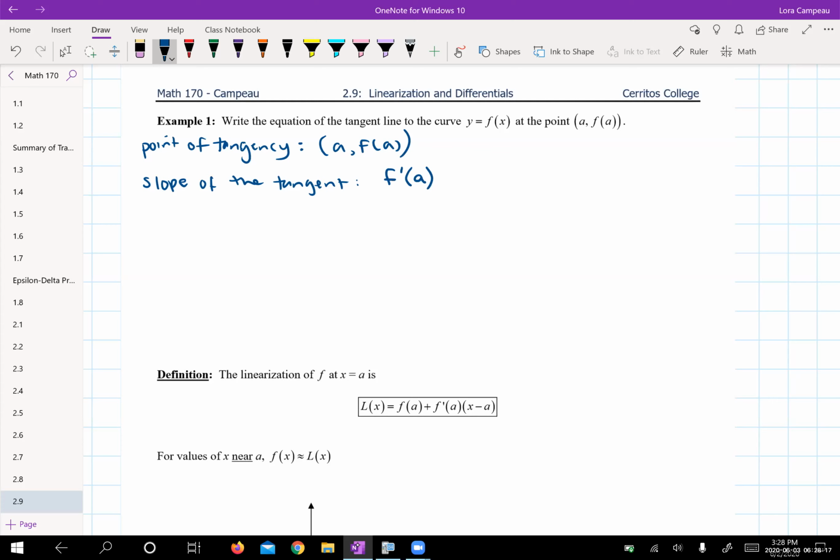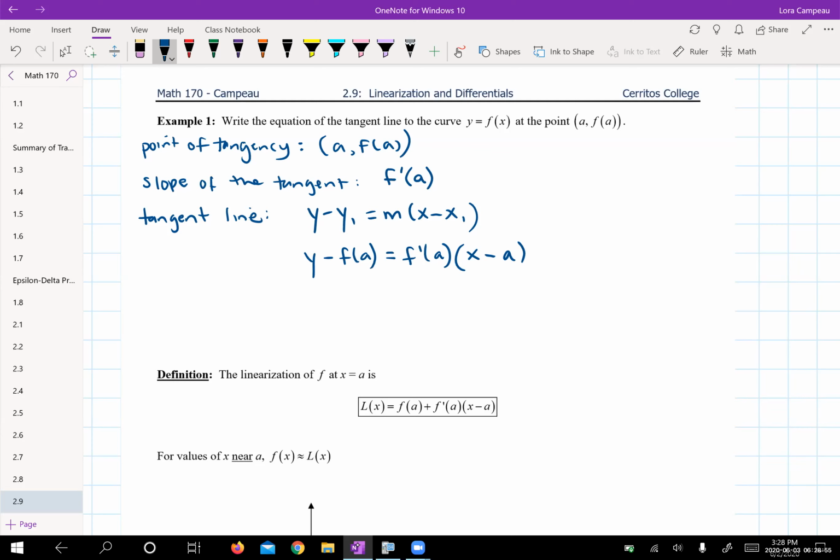So if we were to create the equation for the tangent line, I'm going back to look at point-slope form. I like to write the algebraic form just so that we see it. If I now substitute in my actual values, y minus y1 would be f of a, equals the slope, f prime of a, times x minus x1, which in this case would be a.